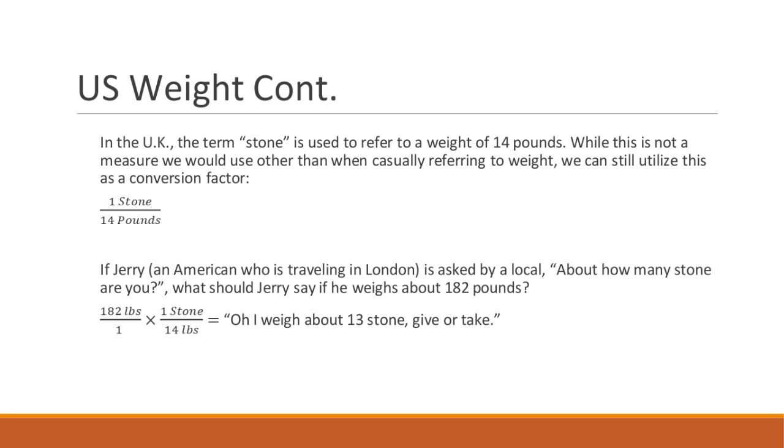And you would still just set it up as we have. Pounds, what I have, over here, and I'm getting rid of it in the denominator, and then what I want on top. And so he can say, I weigh about 13 stone, give or take, because 182 divided by 14 is 13. So once again, this stuff comes up everywhere, every way. Sometimes it's not even considered math. So, let's see what the next thing is.